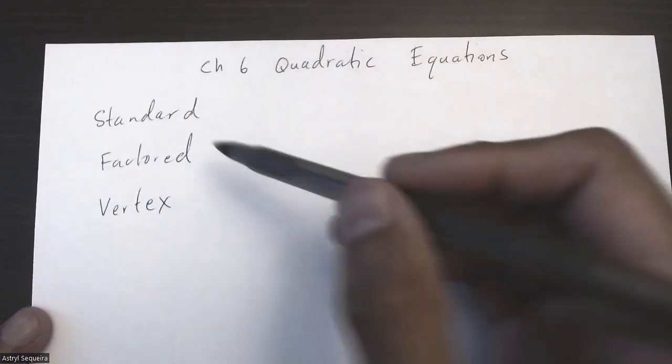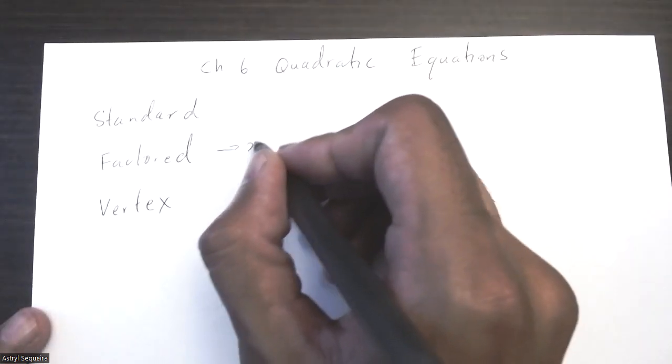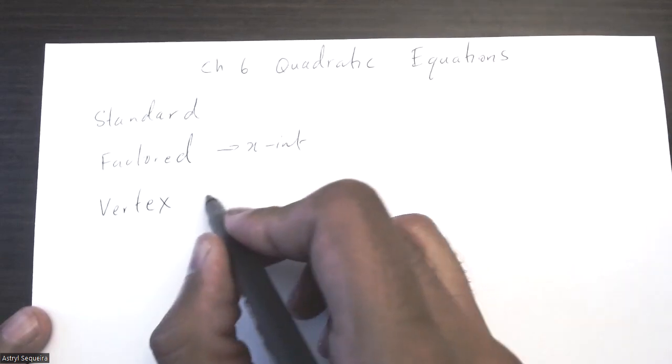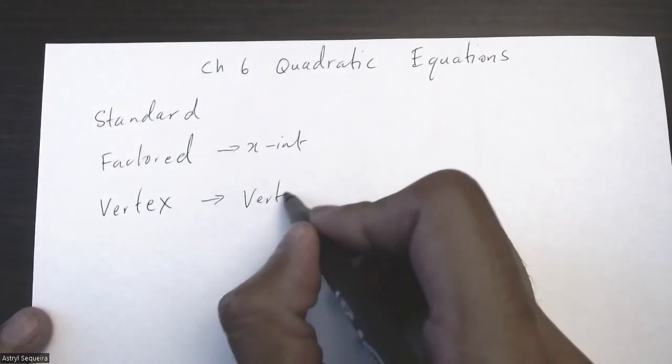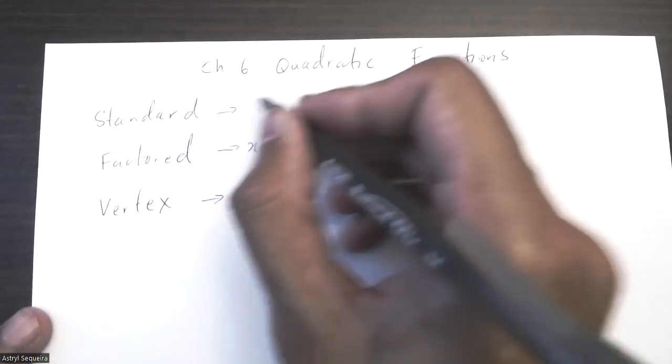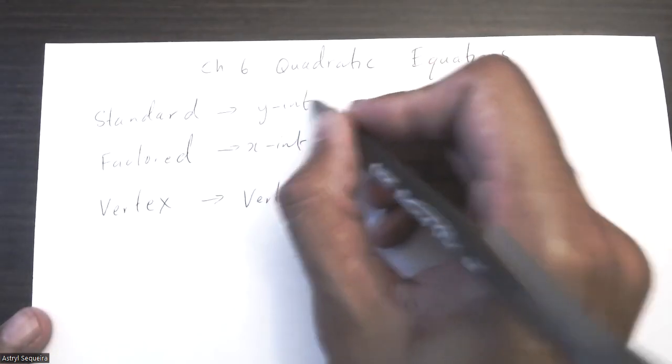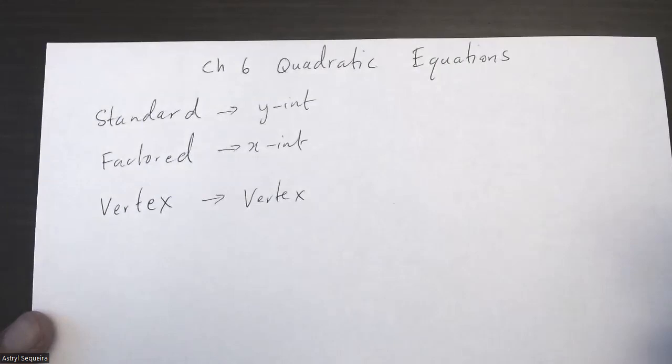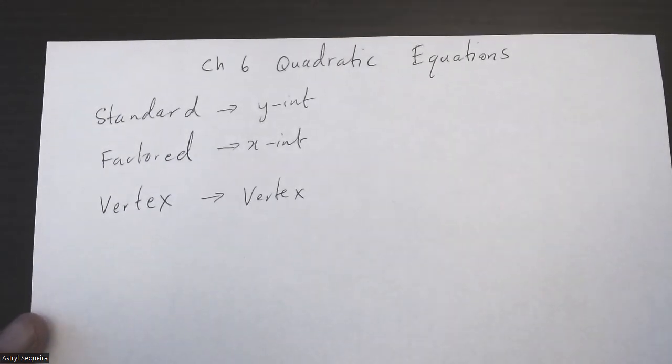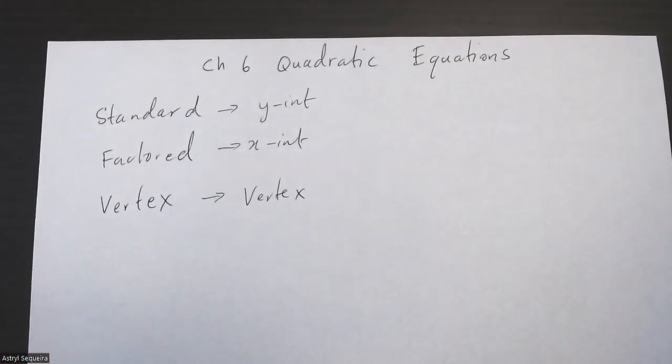But these three forms, factored form tells us our x-intercepts, vertex form tells us our vertex, and standard form we can get our y-intercept. And we can use these then to sketch the graph of any kind of quadratic function. So that's the main purpose of this chapter right here. It's to learn how to sketch and kind of know the features of quadratic equations.